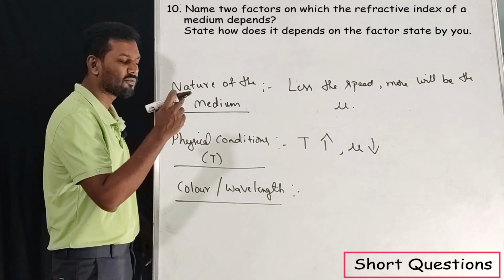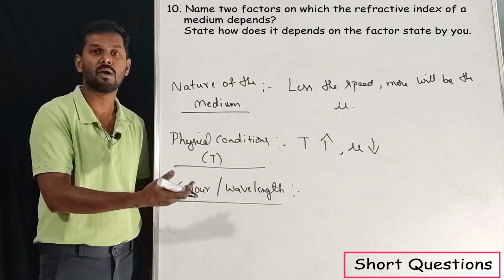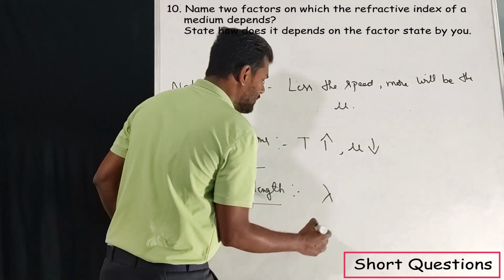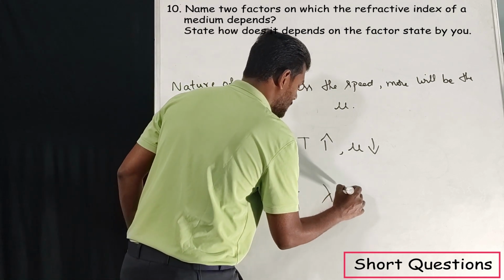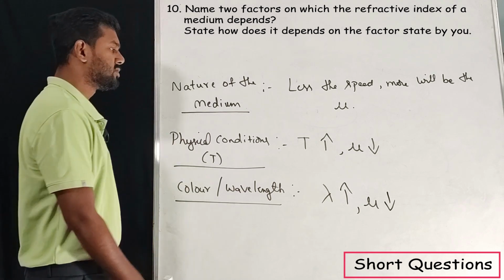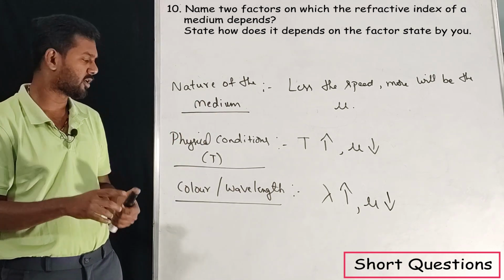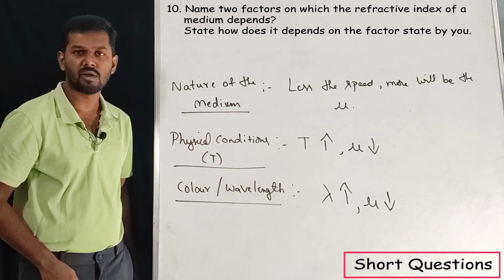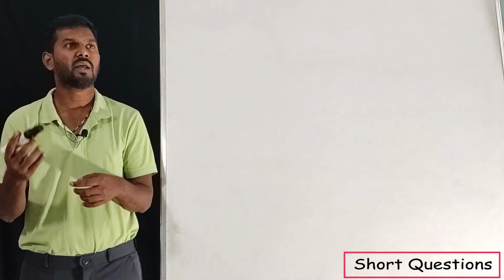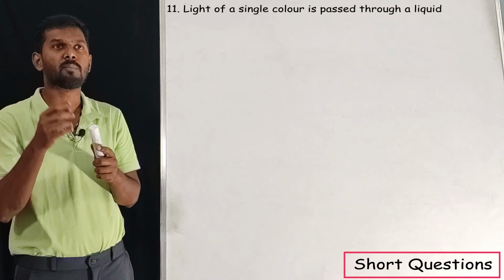Next, color or wavelength. You should not write color and wavelength separately. Both are the same. If color changes, wavelength also changes. So if the wavelength increases, refractive index decreases. So wavelength and refractive index are inversely proportional, or else you can write it as color and refractive index are inversely proportional. That's it.